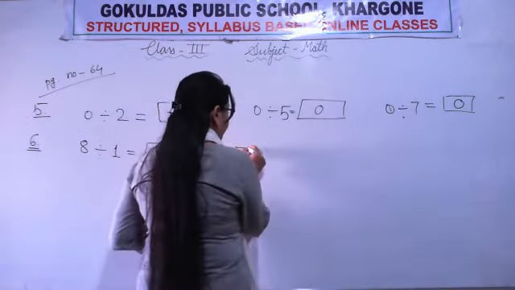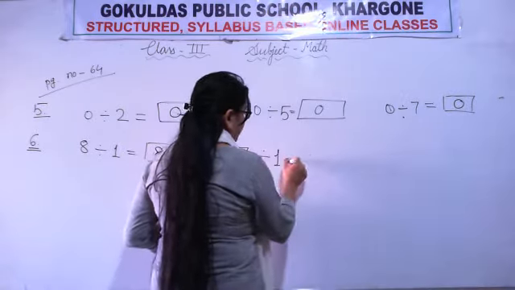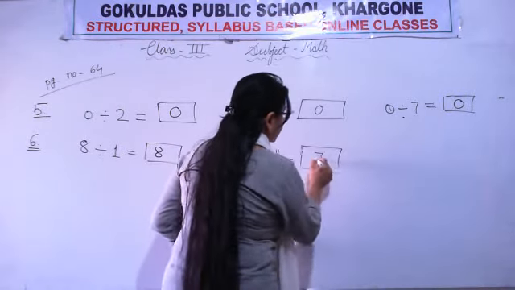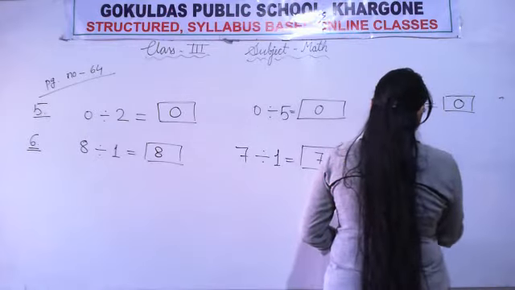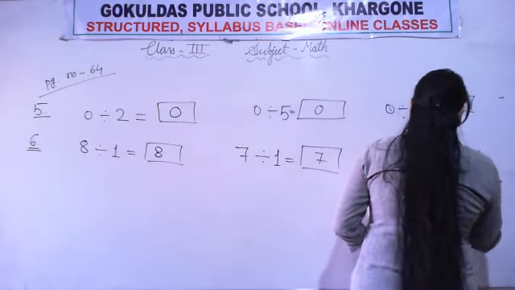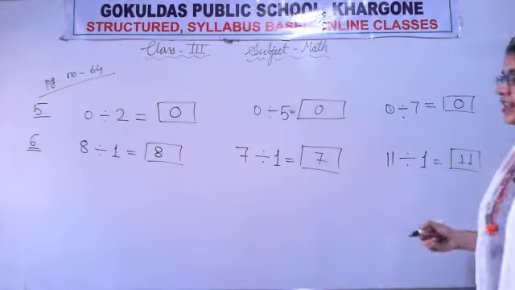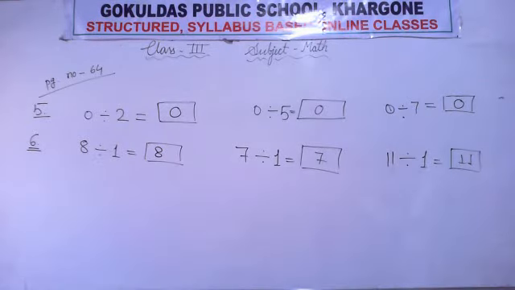Now the next one, 7 divided by 1. Yes, the answer will be 7. And the next one is 11 divided by 1 is equal to 11. Because any number divided by 1 gives the number itself as the quotient. So if we are dividing 11 by 1, then we'll get 11 as quotient.